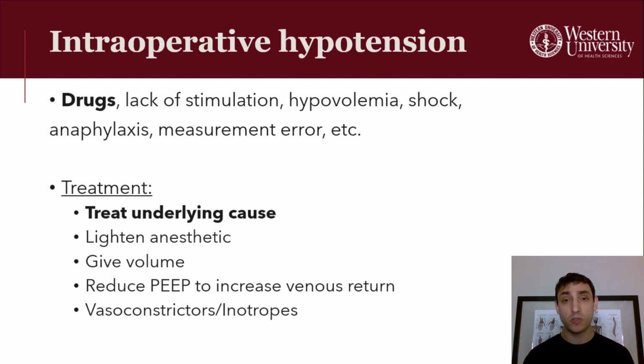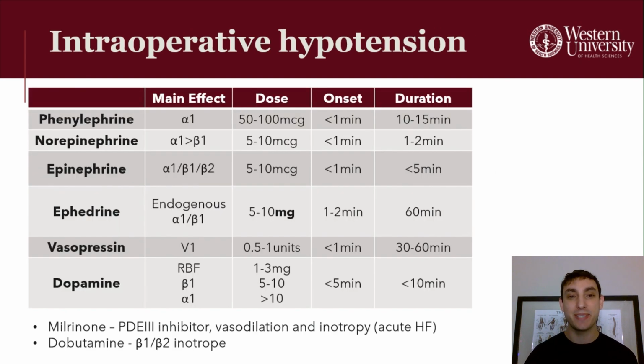So to treat this, most importantly, treat the underlying cause. For example, if they're bleeding, or if it's being caused by your anesthetics, maybe you can turn them down a little bit. Give them volume if you need to. Also, if you're giving lots of PEEP, this decreases venous return, so you can dial down your PEEP a little bit. And then you can give vasoconstrictors and inotropes as necessary.